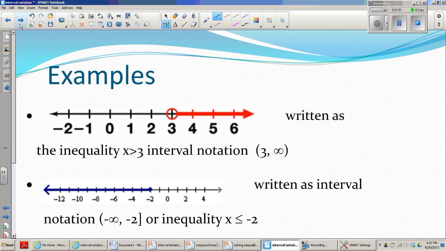How about variable? Symbol this time is less than because it's pointing left, and it's less than or equal to because we have a filled in circle at negative 2, and the value is negative 2.